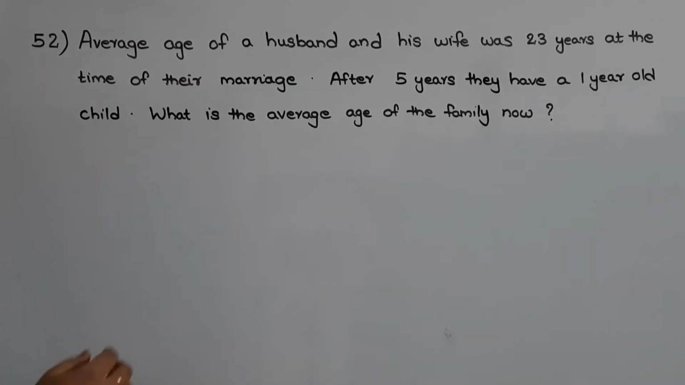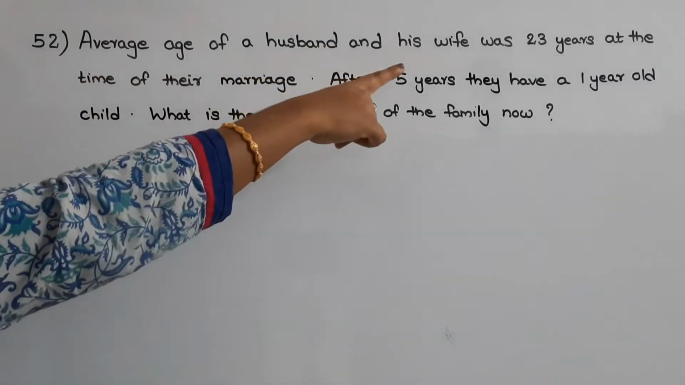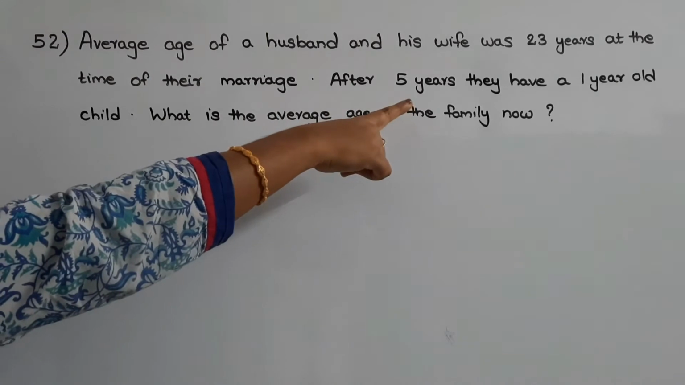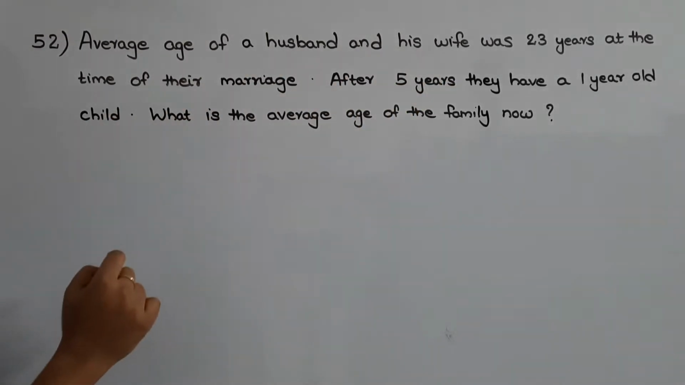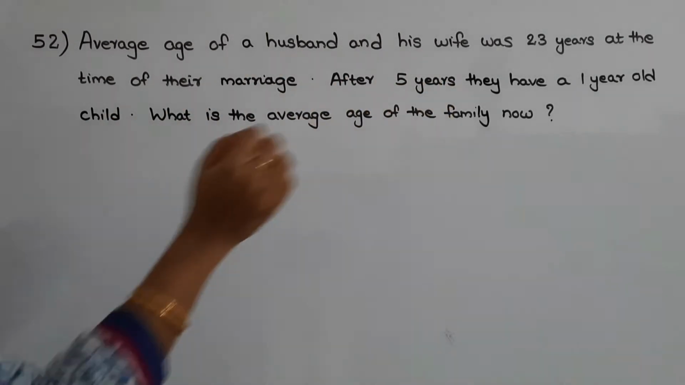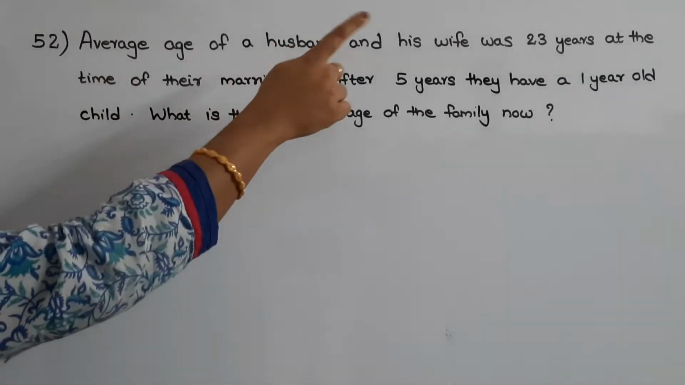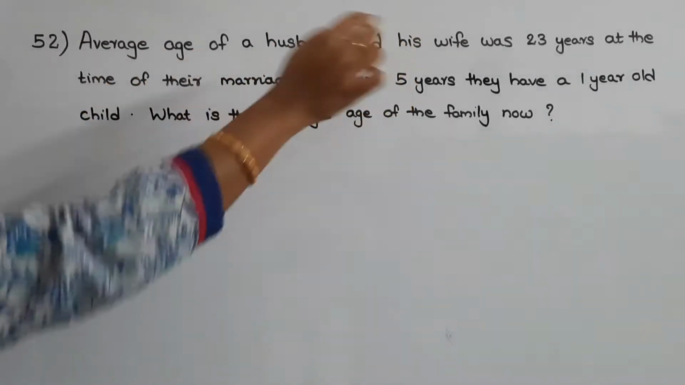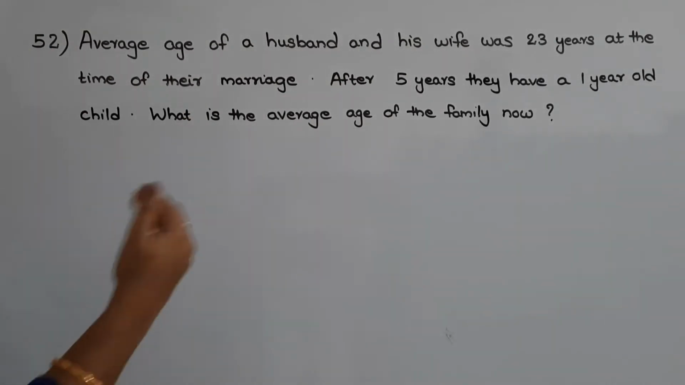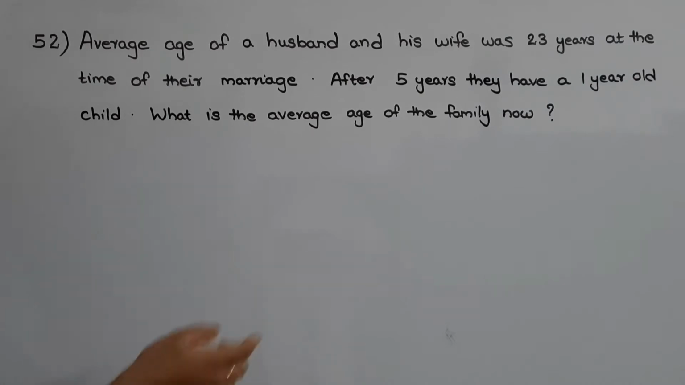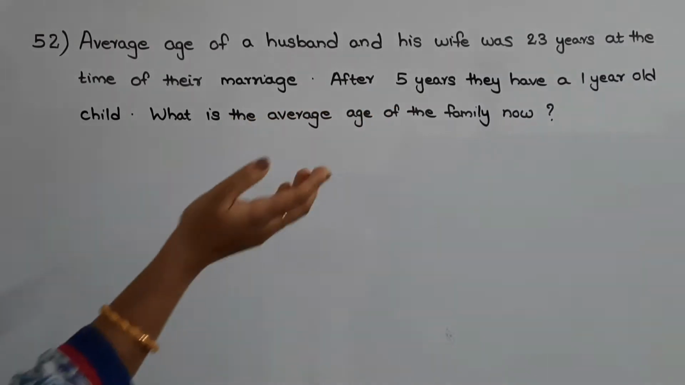The next question is, average age of a husband and wife was 23 years at the time of their marriage. After 5 years, they have a 1-year-old child. What is the average age of the family now? So in this question, they are telling that the average age of a husband and wife at the time of their marriage was 23 years. Then after 5 years, they have a 1-year-old child. Then we need to find out the average age of the family at present.